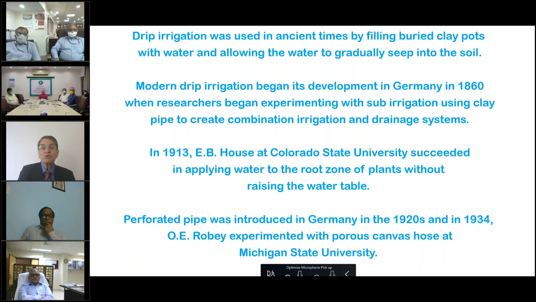Something that is at present also being researched and looked at as a possible way of creating a new generation dripper with clay. Modern drip irrigation began its development in Germany in 1860 when researchers began experimenting with sub-irrigation using clay pipe to create combination irrigation and drainage systems. Then in 1913, E.B. House of Colorado State University succeeded in applying water to the root zone of plants without raising the water table. And then perforated pipe was introduced in Germany in the 1920s. And in 1934, by O.E. Roby, experimenting with porous canvas hose at Michigan State University.